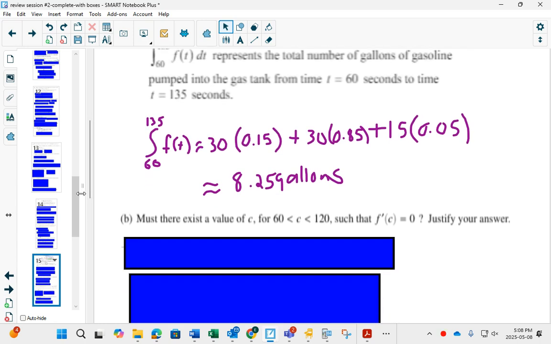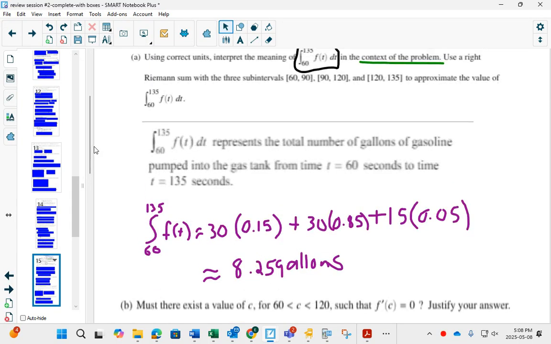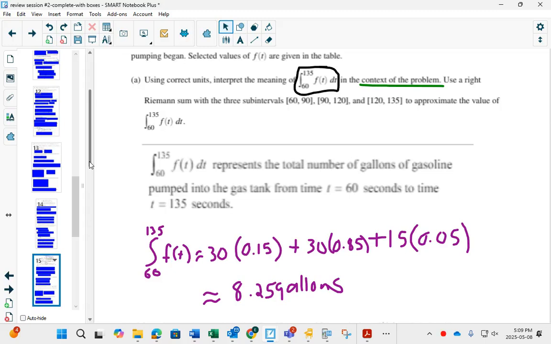Question? Or you have to specify what interval. This one here? Yeah. You have to say the context of gasoline, right? From time equals 60 to time equals 135. Do I have to mention what it means? Yes. Because it wants it in the context of the problem. Oh yeah, I see that. Yeah.